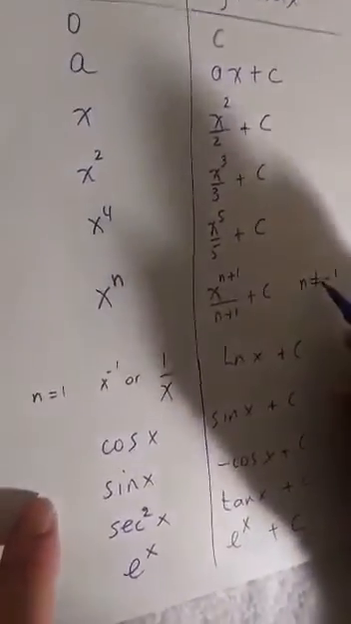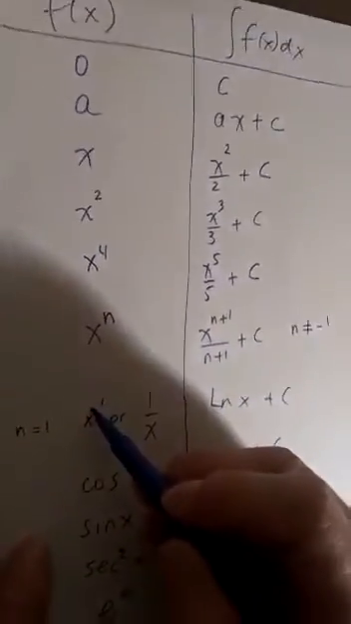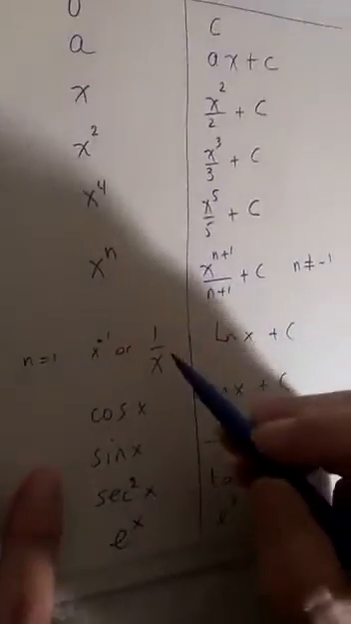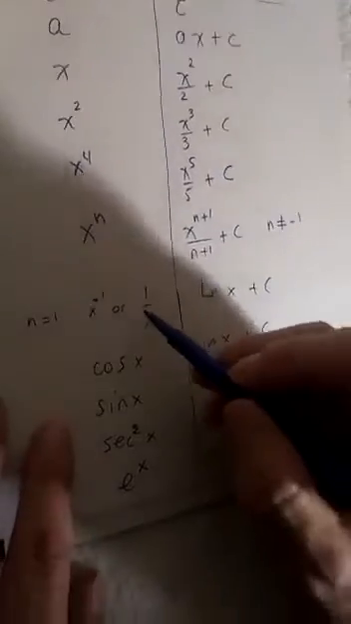But n cannot equal minus 1, because when n equals minus 1, you end up with x to the power minus 1, which is 1 over x. We did this in chapter 1. The integral of 1 over x is ln x plus c.